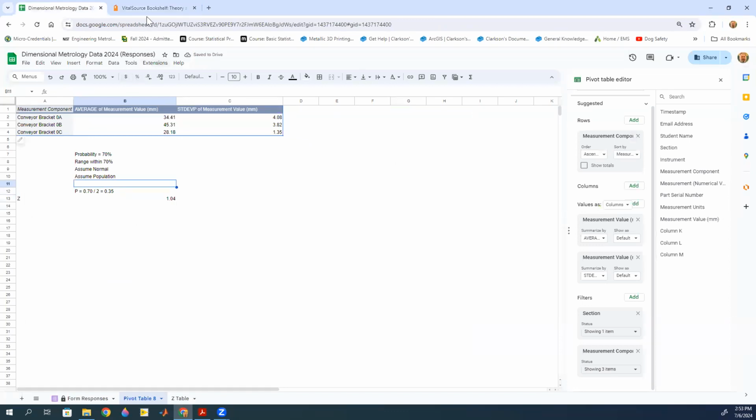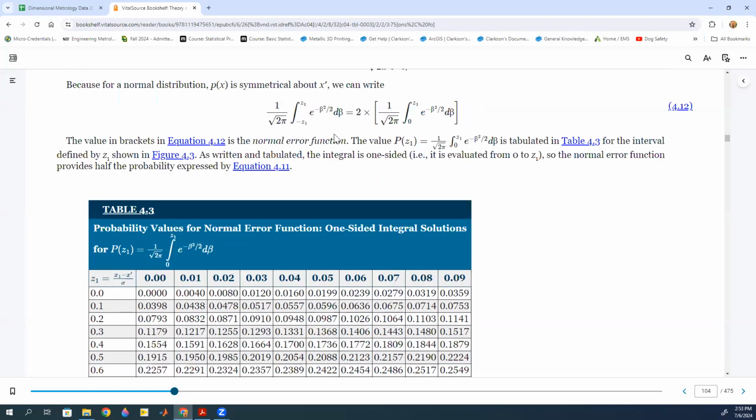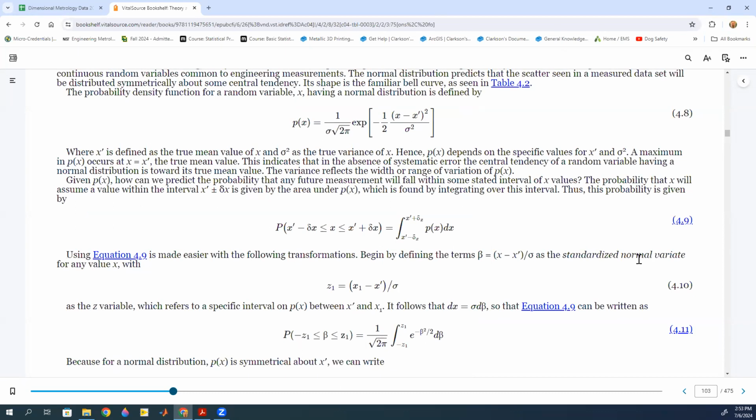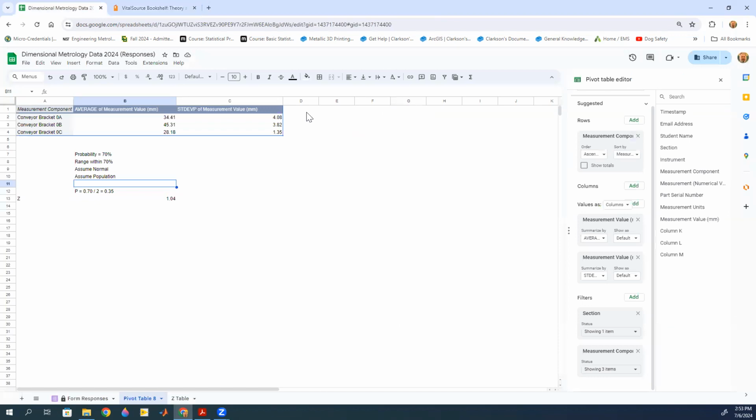Okay. Well, how do we use that? We're just going back to the definition of Z, this standard normal variate right here. We're just going to add or subtract that with the mean. And so to get our low range, we'll just call this X low for 70%.